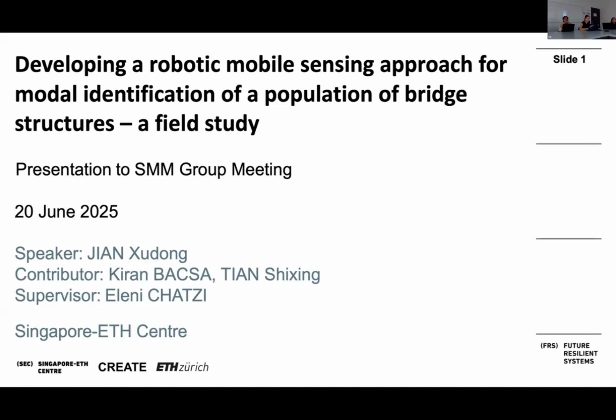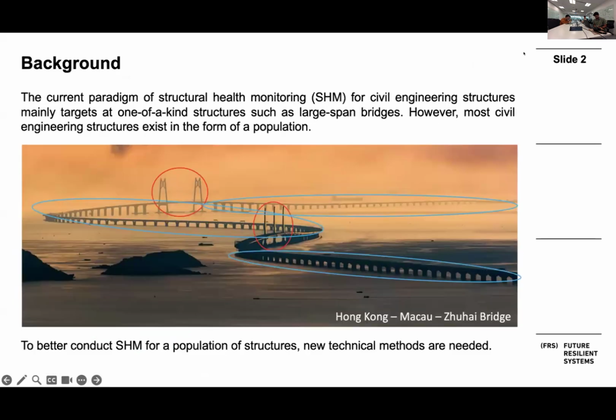So today I'm going to present the project here at FRS, which is Dynamic Mobile Sensing Platforms, and I'm going to present our field study of the robotic mobile sensing platform for population-based structural health monitoring. This work is conducted by Kiran, our research intern Shixing, and me. First, I would briefly introduce the background.